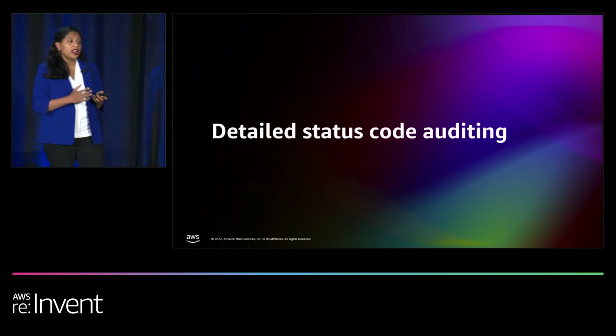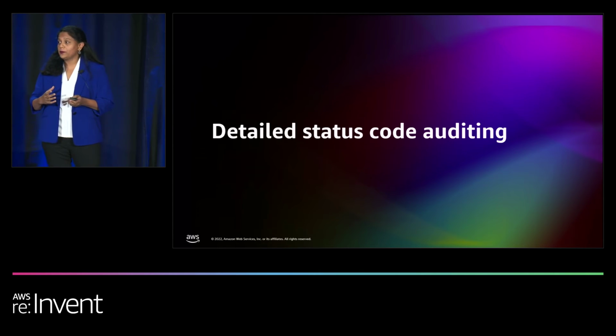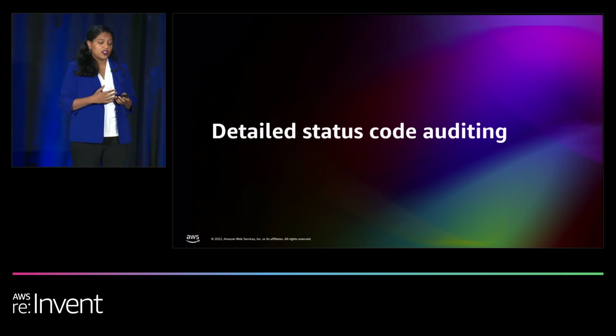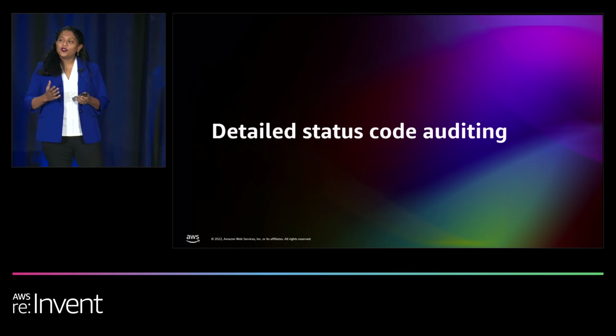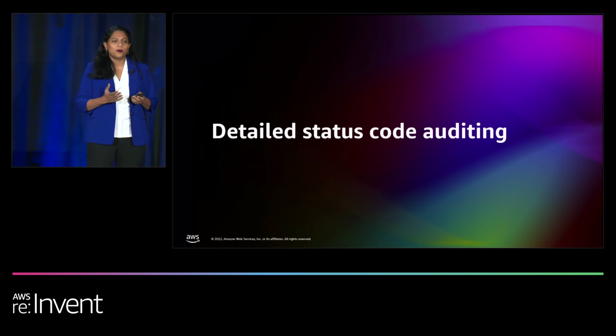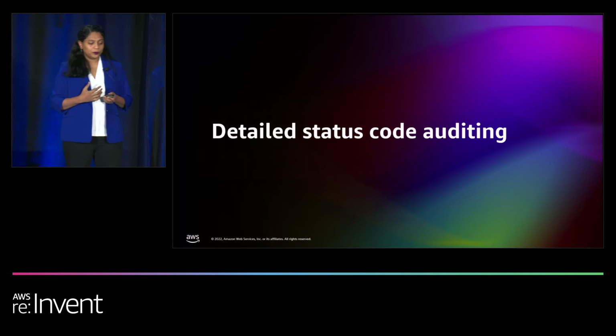So we looked at some ways in which you can use Storage Lens to simplify your access management. And now we'll move to the next category of metrics that were launched, detailed status code metrics. If you've been using S3 for a while, you may have wondered at some point if there were patterns for your requests succeeding or failing, and now there's a very easy way to find that out.